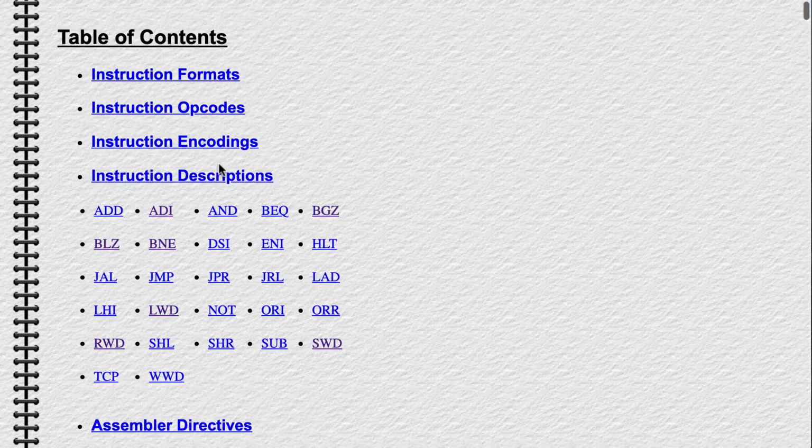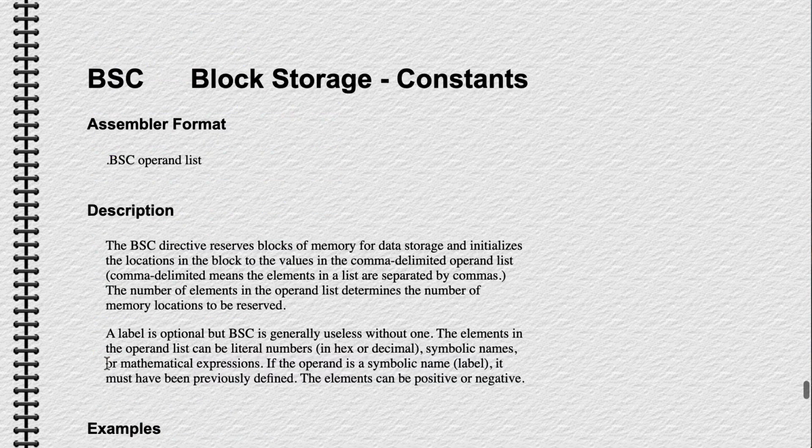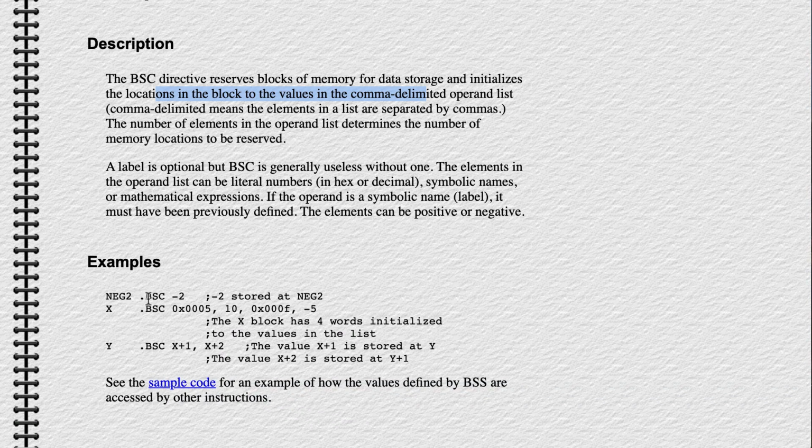So again, on our programmer's reference, down here we have our assembler directives. We already know the .org and the .end, and let's go ahead and look at the .bsc. If we read this, it reserves blocks of memory for data storage and initializes the blocks to the values in a comma delimited operand list. So for example, we could do .bsc, and that stores a -2 in a memory location. A .bsc, and this stores 5 at a memory location, and then 10 in the next, and then F in hex, and then a -5. So this stores 4 blocks of words at a certain memory location.